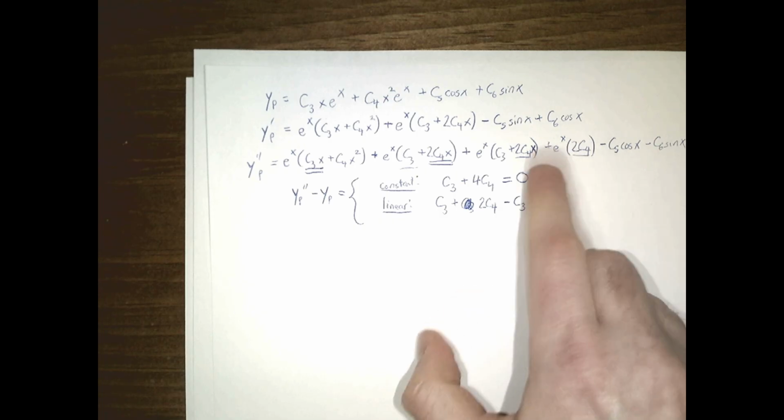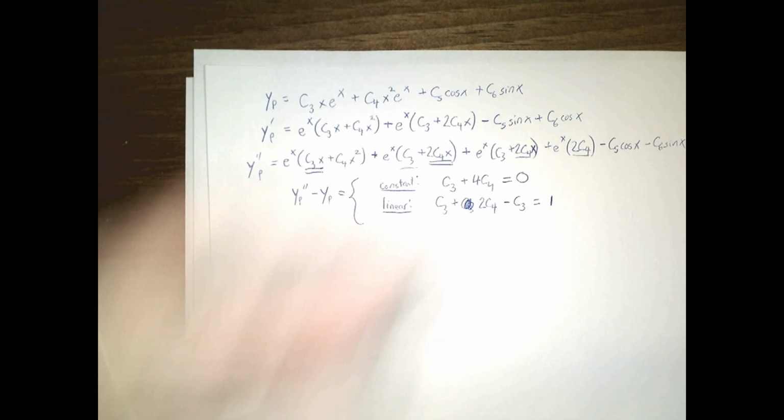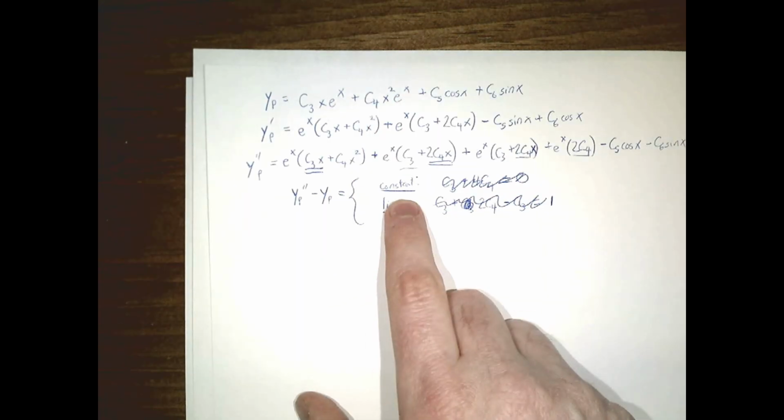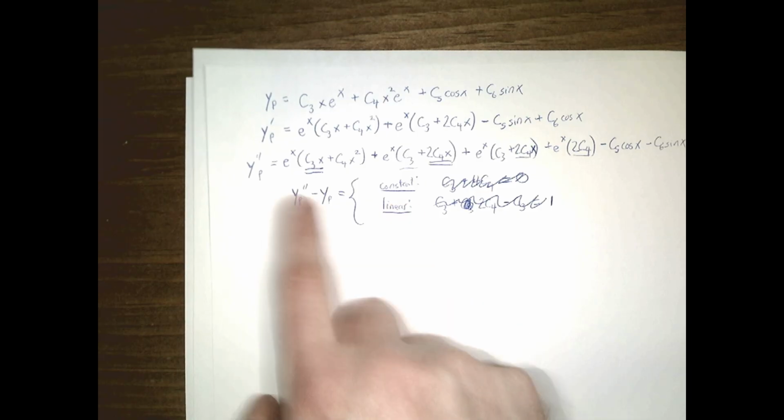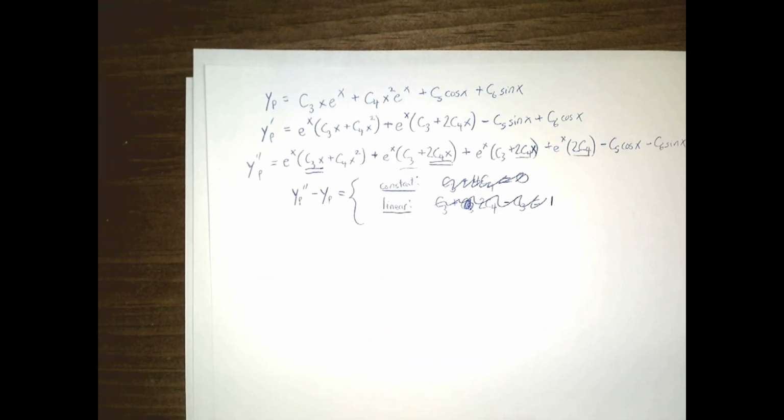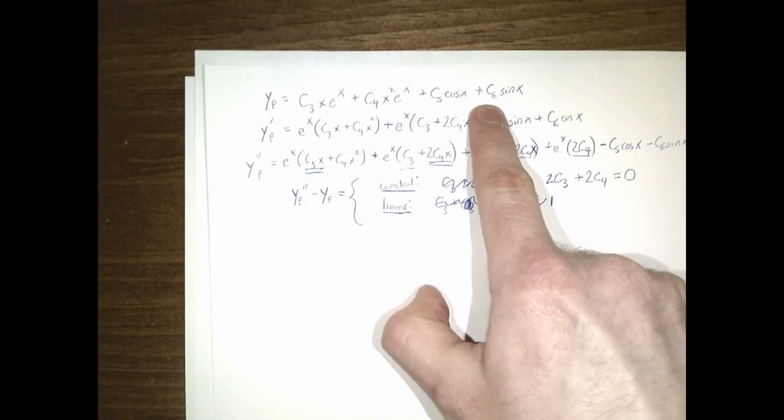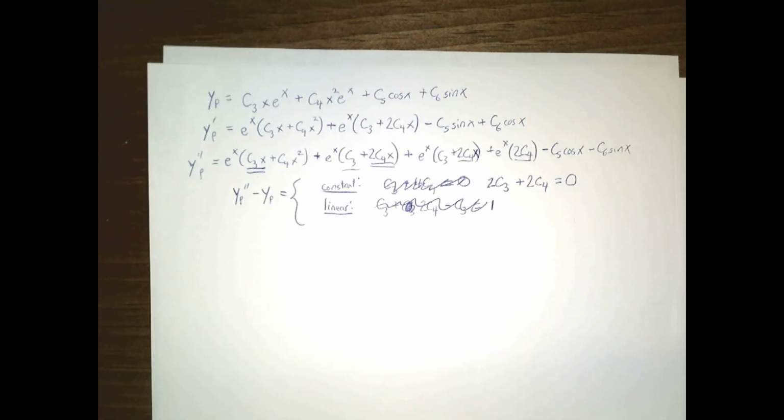I had left off the x here. So let's revisit this. Constant. Make sure we have this good. There's constant C3 and another C3. So we get 2C3 plus 2C4 equal 0 because there's nothing from the original function. And there's no 0 on the right-hand side of the original differential equation.